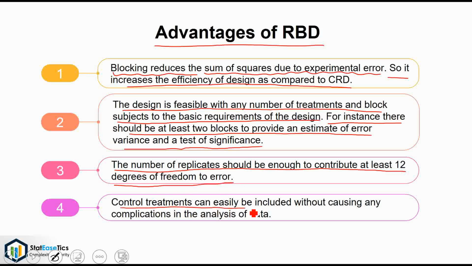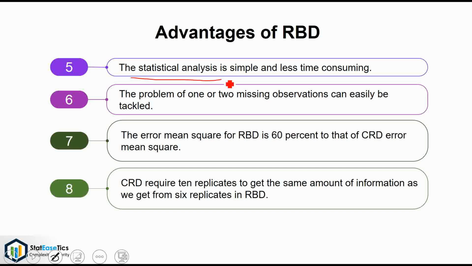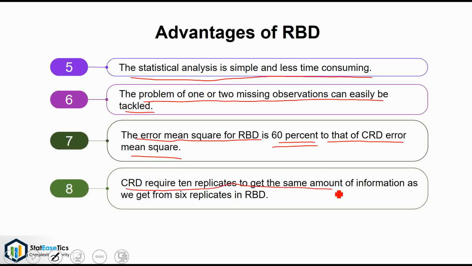Control treatments can easily be included without causing any complications in the analysis of data. The statistical analysis is simple and less time consuming. The problem of 1 or 2 missing observations can easily be tackled. The error mean square for RBD is 60% of that of CRD error mean square. CRD requires 10 replicates to get the same amount of information as we get from 6 replicates of RBD, which we can infer from the previous point.